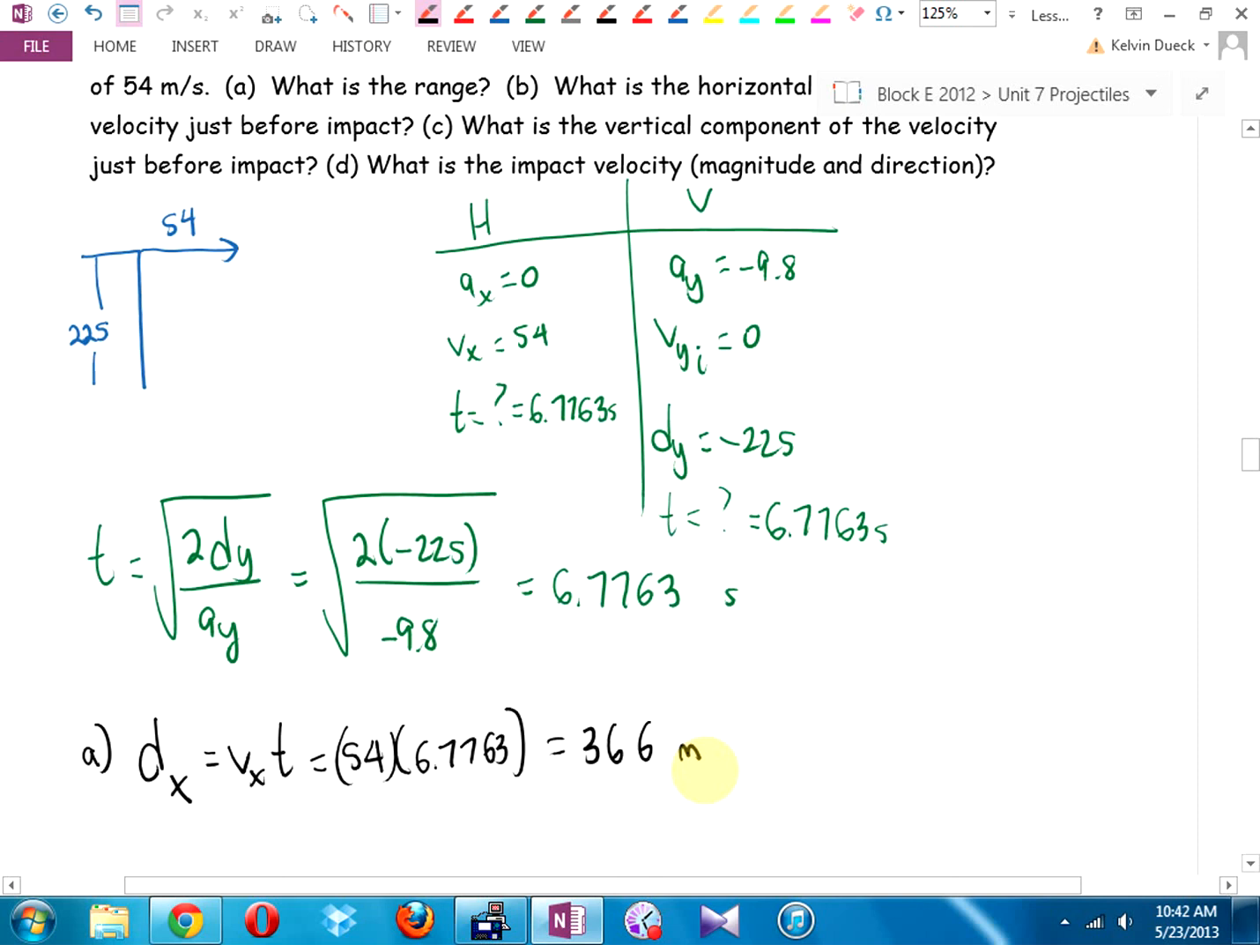B. I want you to visualize what the impact velocity of a horizontally launched projectile looks like. Watch. Look up. Did you see it hit the ground? It hit the ground at an angle. Did it hit the ground horizontally? No, it hit the ground at an angle.